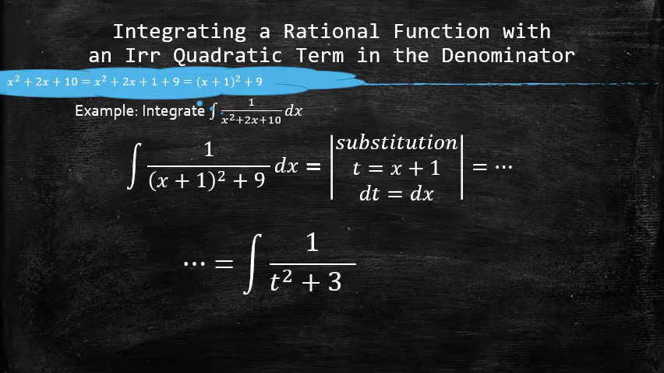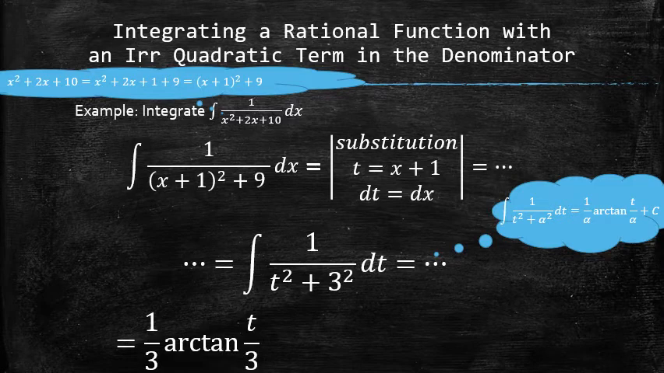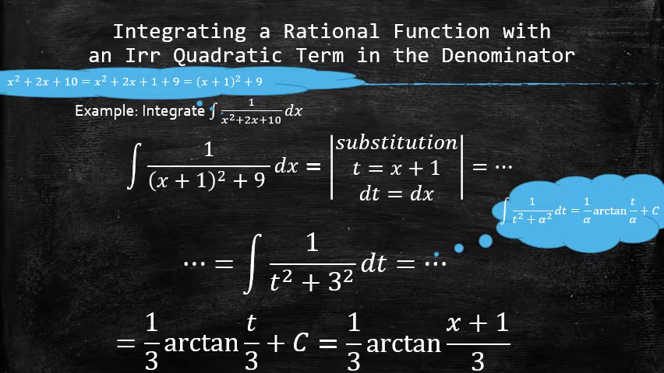As a result, we have an indefinite integral in terms of t of a rational function that we already know how to integrate. We continue with the integration process by finding the antiderivative and replacing t with the original expression x plus 1.